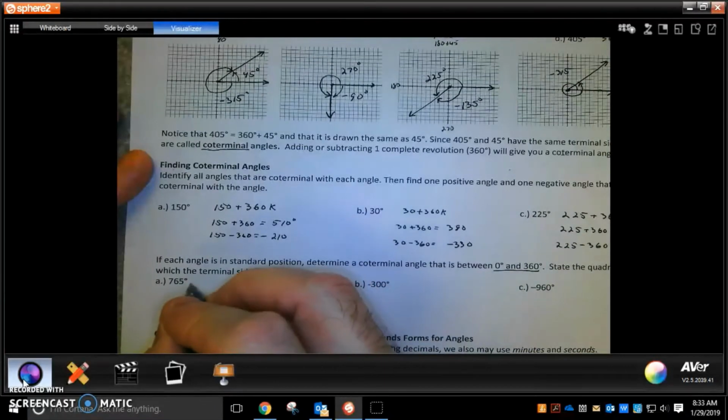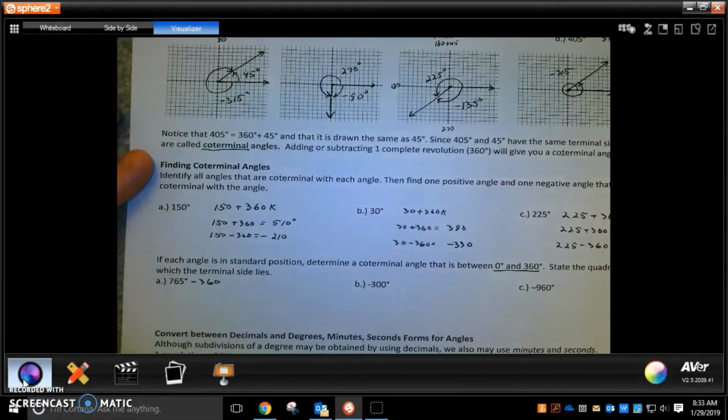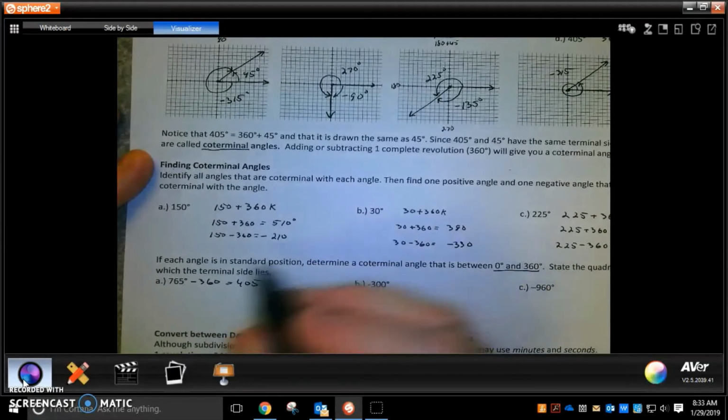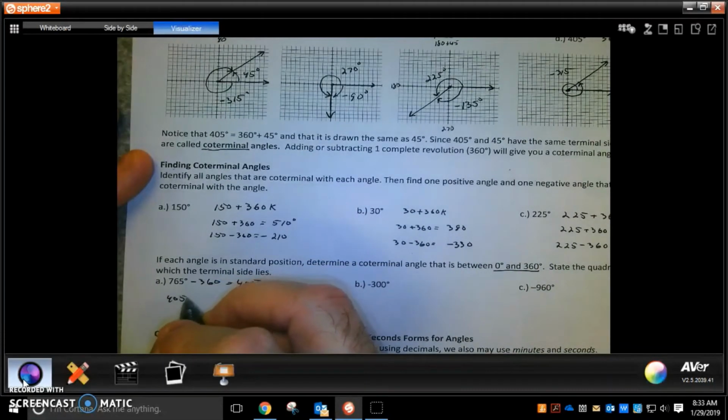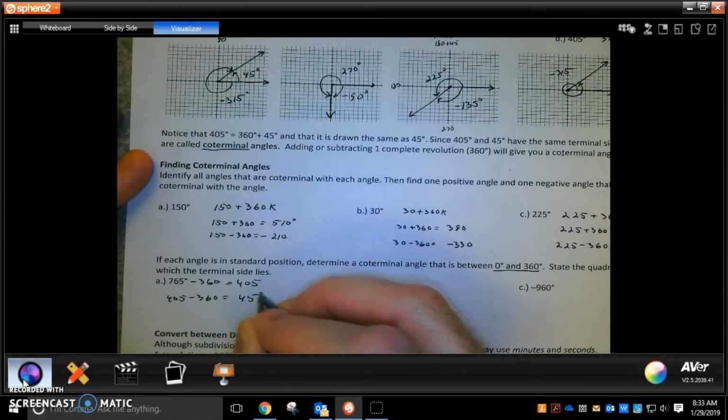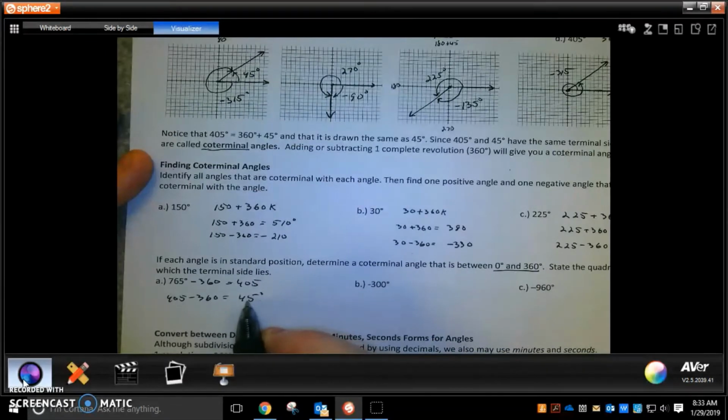So 765, we're going to subtract 360, and we're going to get 405. But that's still too big, so then we take 405 and subtract another 360, and we're going to get 45 degrees. So 45 degrees is a coterminal angle to 765. This is very important that you know how to take an angle that's way too big and convert it into its coterminal angle that we can deal with.